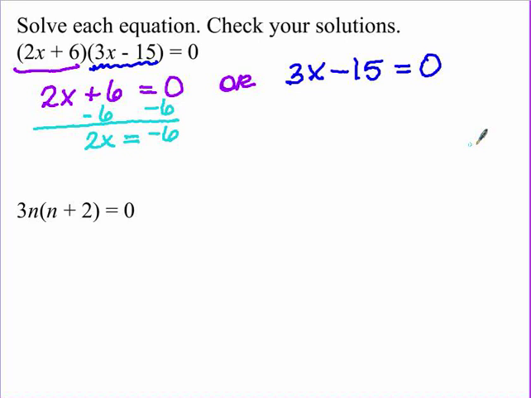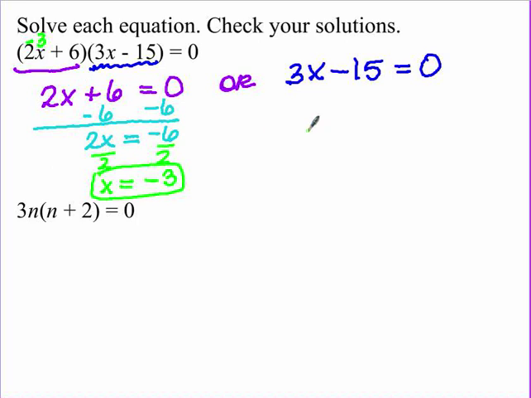So to solve that now, I'm going to go ahead and divide by 2. So I should get x to equal negative 3. Now when it says to check your solutions, what I'm going to quickly do is take negative 3 and plug it in right here. So what is 2 times negative 3? If I add 6 to that, do I get 0?